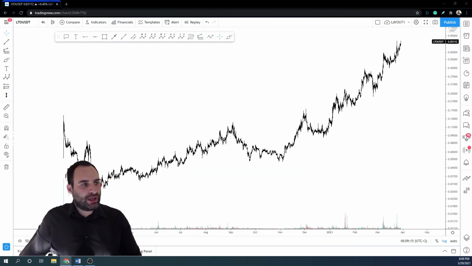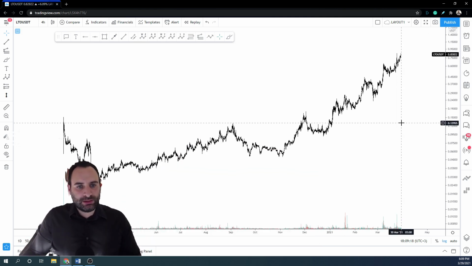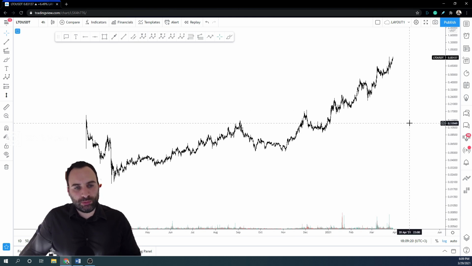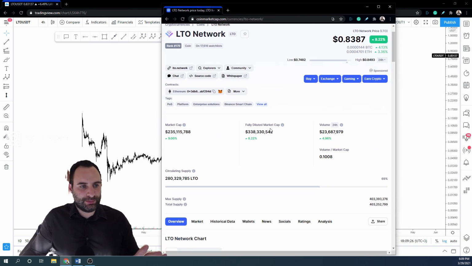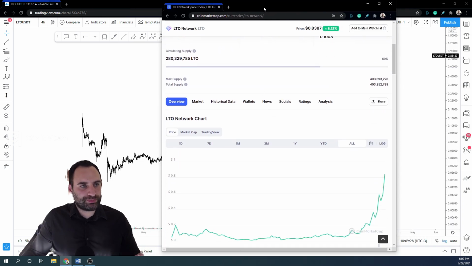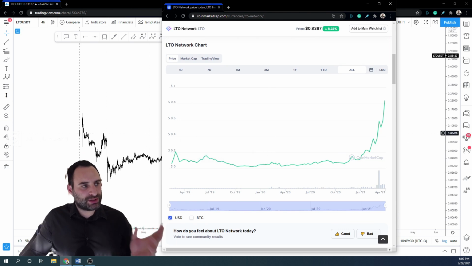Now, before we start analyzing, do note that I most often use the logarithmic chart. Before we go into that, we need to really look at the data on CoinMarketCap for a simple reason, because the data we have here on TradingView does not really include all the periods from back in April 2019.